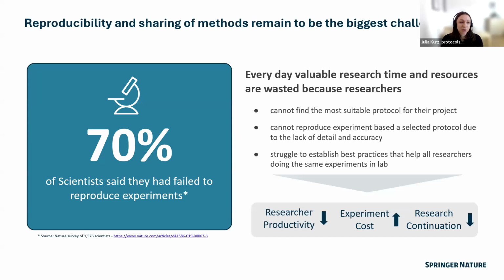So I won't spend too much time on this, as I'm sure you're all aware, but this slide is to demonstrate that it's really hard with current method sharing to reproduce experiments. And this is a statistic from a Nature survey that 70% of scientists within that survey said that they've failed to reproduce experiments.